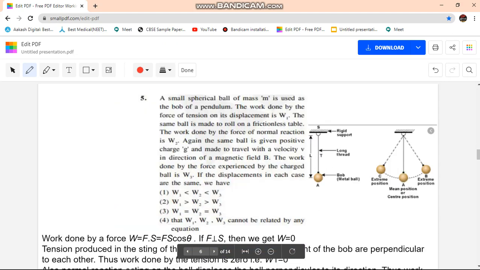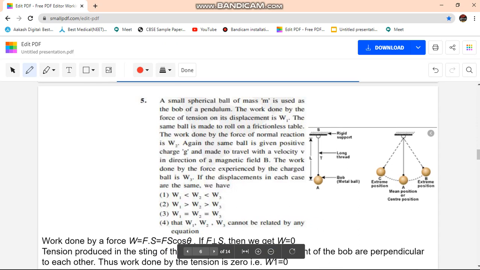A small spherical ball of mass m is used as the bob of a pendulum. The work done by the force of tension on its displacement is W1. The same ball is made to roll on a frictionless table. The work done by the force of normal reaction is W2.